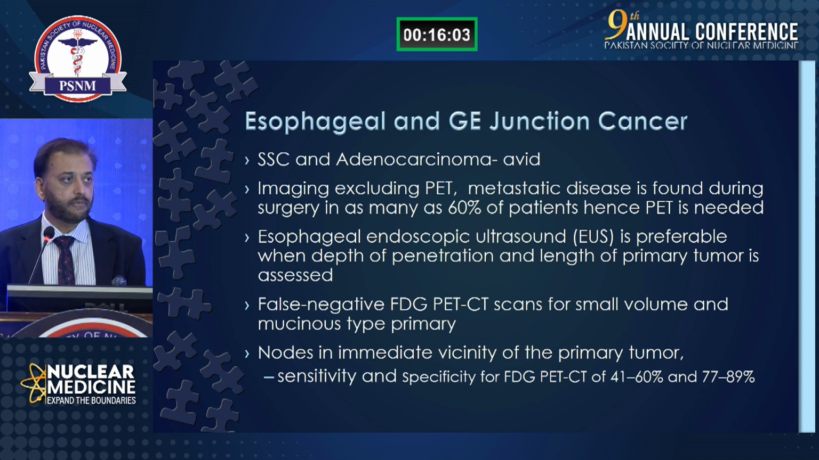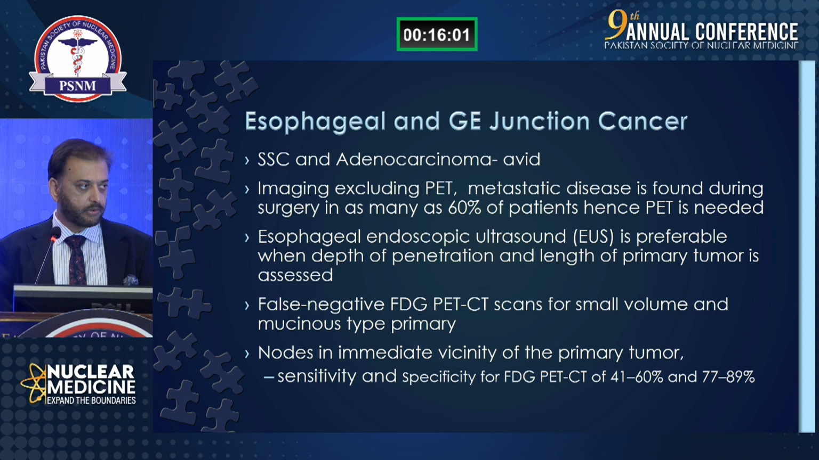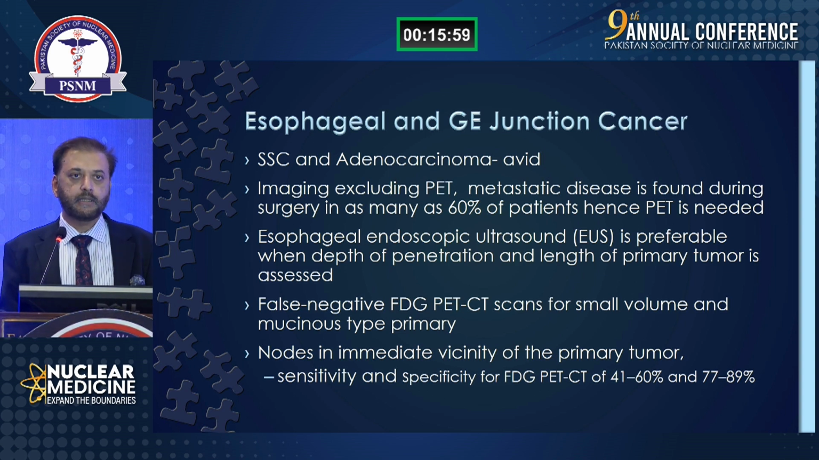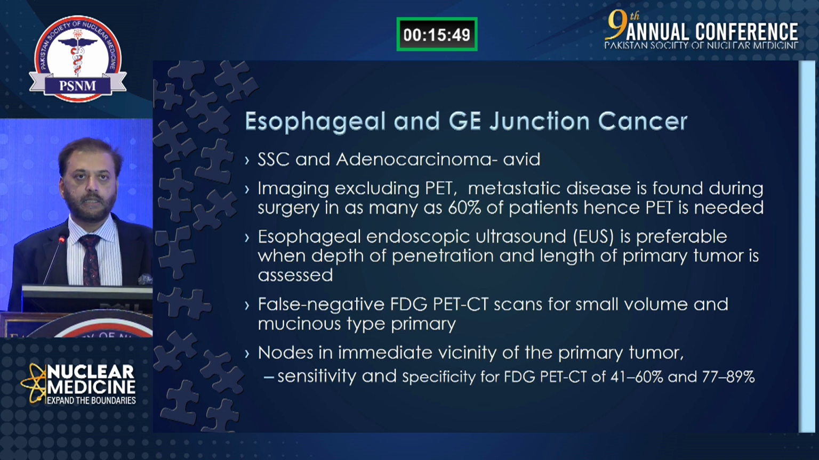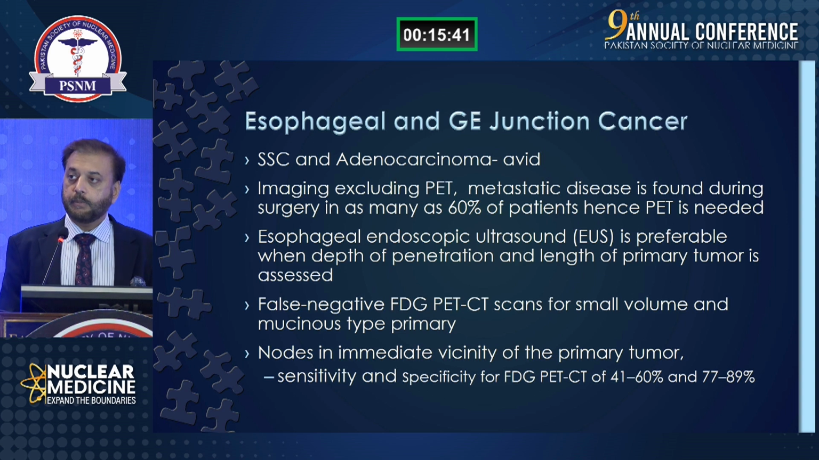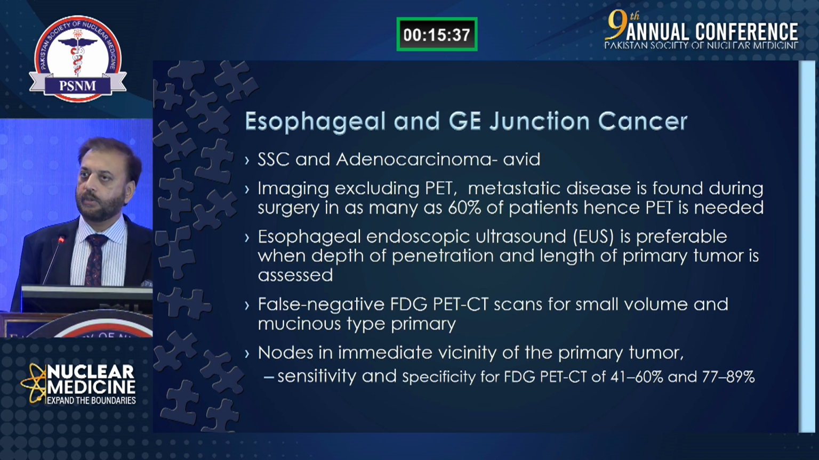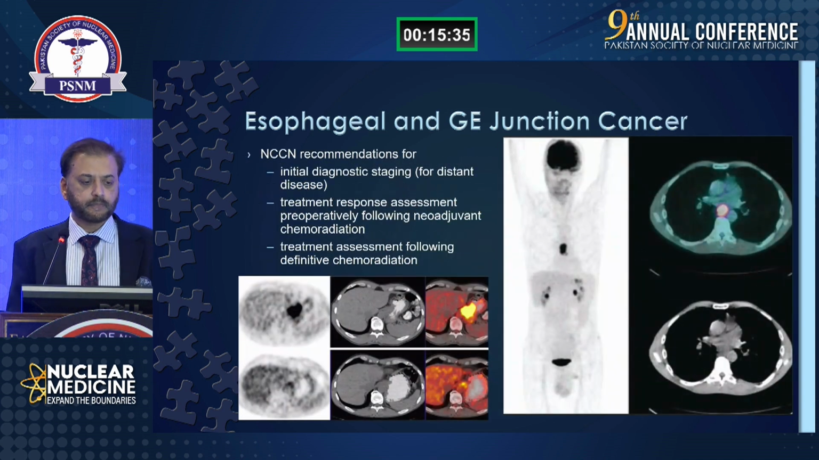However, false negative FDG PET-CT is also seen because many small lesions will not show up on FDG PET scan, as well as some mucinous producing esophageal carcinomas will not be evident on FDG PET scan. Similarly, small lymph nodes which are in close proximity of the primary tumor will not show uptake, or they may be masked by the uptake within the esophageal carcinoma. So they may be missed on the FDG PET-CT scan.